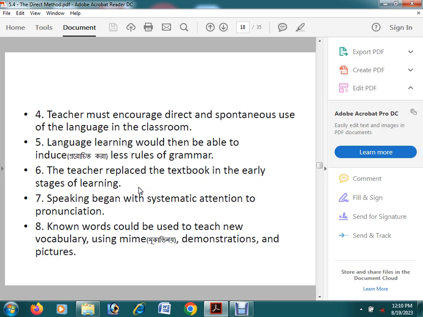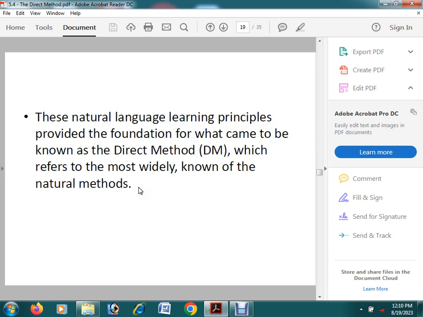In case of the direct method, that is totally opposite to GTM, and for this reason they initiated every way to make a learner efficient in communication. So these are the things they will be using in this method. These natural language learning principles provided the foundation for what came to be known as the direct method, or DM, which refers to the most widely known natural method.